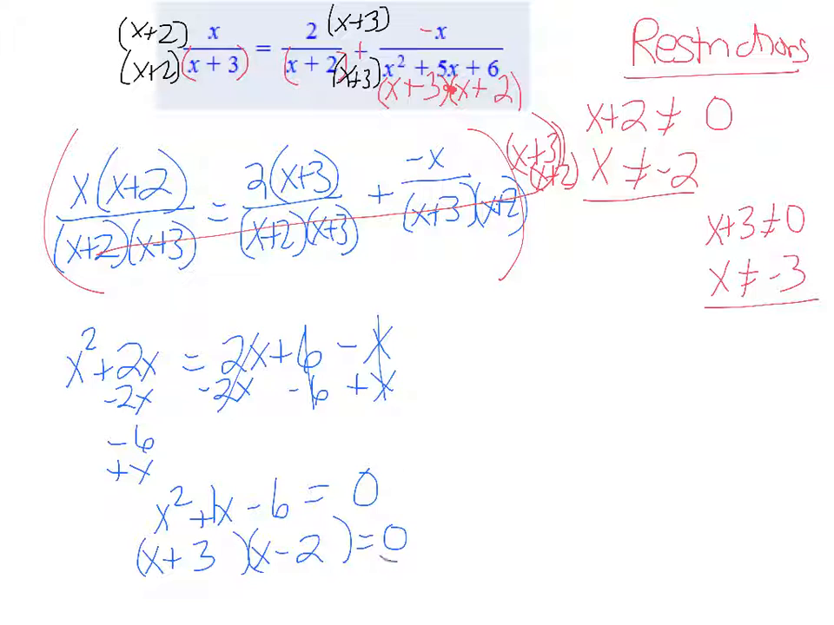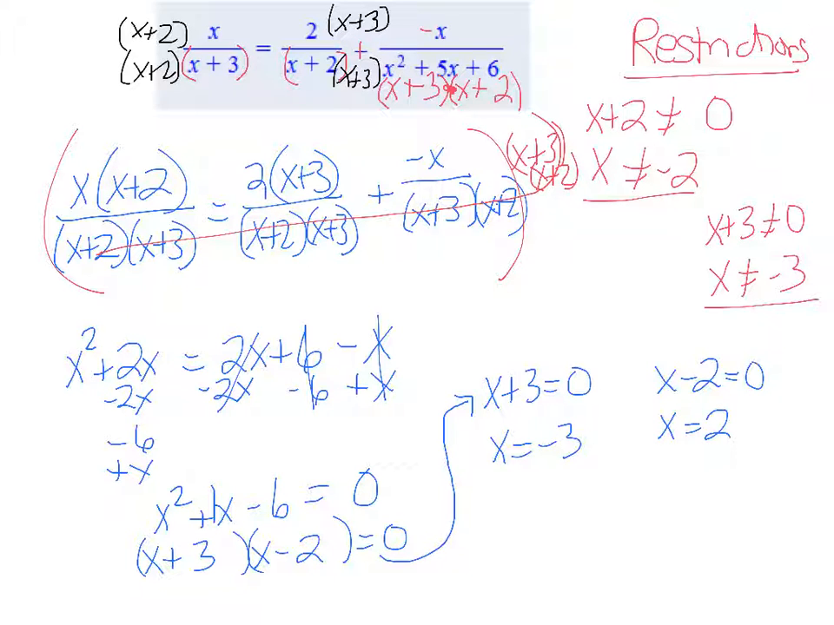So now, let's keep going. Remember this from your previous chapter. You're going to set each of those answers equal to 0 and see what you get. So I have x equals negative 3 and x equals 2. And there's my solution.